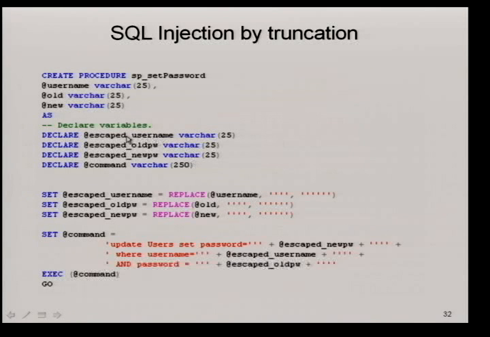But because this variable can only hold 25 characters, the 26th character gets truncated. So whatever you pass, it comes across as the same thing. So you'll have 24 valid characters followed by a single quote. That way, your statement will become update users set password equals to single quote, 24 characters, single quote, and there'll be this single quote. So then it becomes part of this new password.